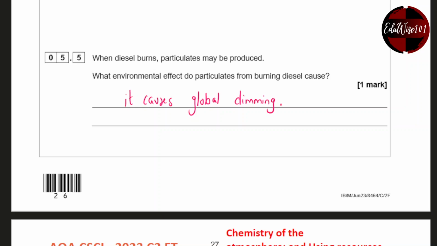Global dimming. Now, you don't see this often in UK, but in heavily polluted countries or cities, you can see that it's like a haze or a smog that exists because of all the fumes.